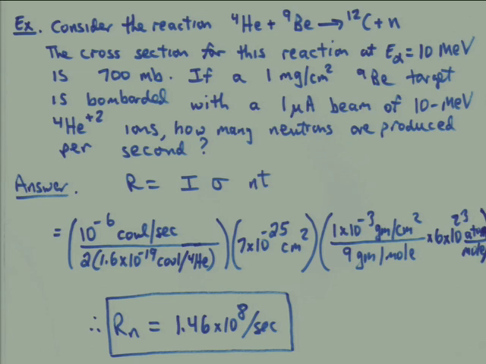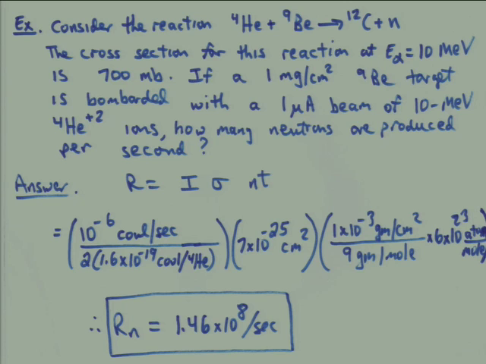And the way I'm stating this problem is the way an experimental nuclear scientist might think about it, which is what I am. So we'd say, if a 1 milligram per square centimeter beryllium-9 target is bombarded with 1 microamp of beam, how many neutrons get produced a second? So you have to digest the information that's being given there and sort out what's being asked of you.